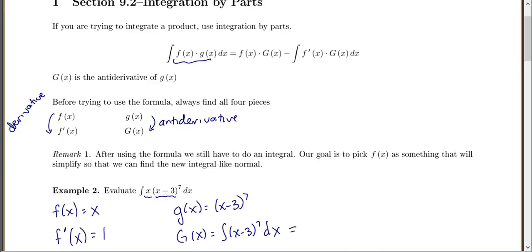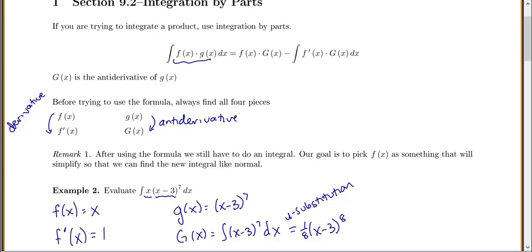This is actually going to require u substitution. If you don't remember how to do this, go and check our last video. I'm not going to do the full thing here because our work is going to get kind of messy. Let's focus on integration by parts, and just go ahead and trust me that it is (x minus 3) to the power of 8 with a 1/8 out front.